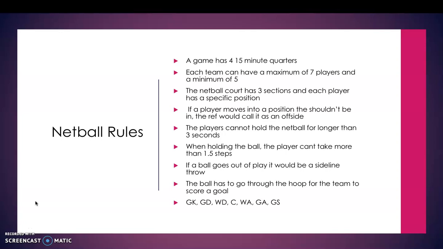If the ball goes out of play or off the court, the referee would call that as a sideline throw to the team which didn't touch the ball last. The throw would be taken at the point where the ball crossed the line, and it's usually the wing attack or wing defence who takes them.